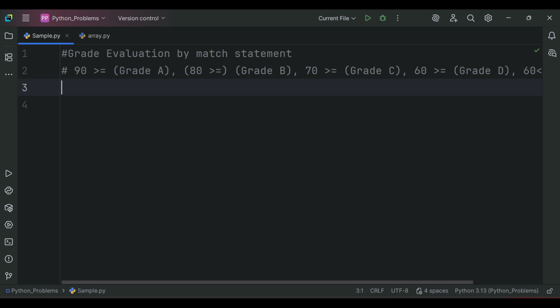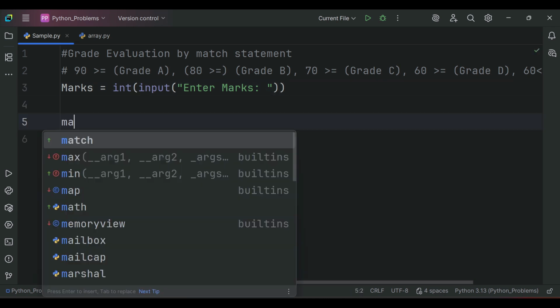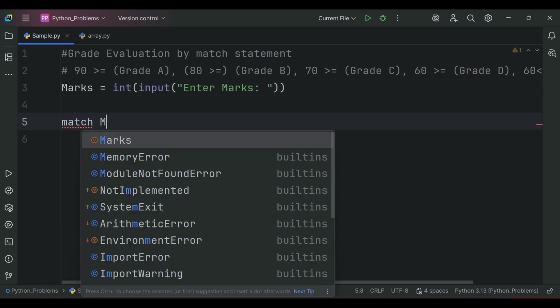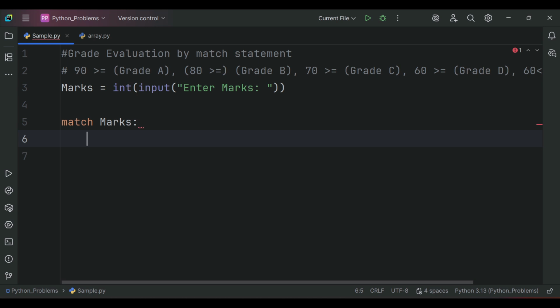Let's have a look here. Here I am taking marks as input: enter marks. Next, the match statement, match marks. After marks, here we are taking case.